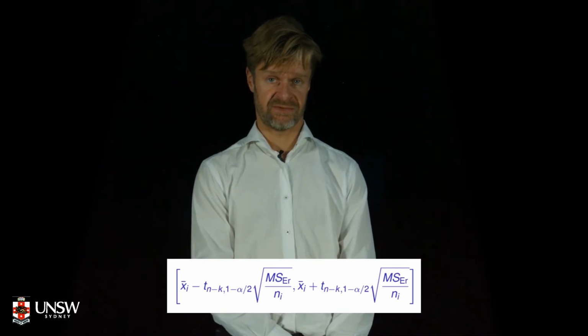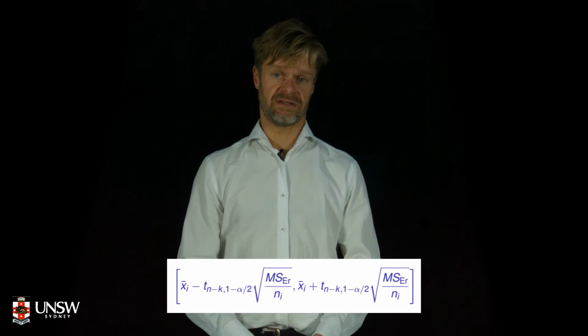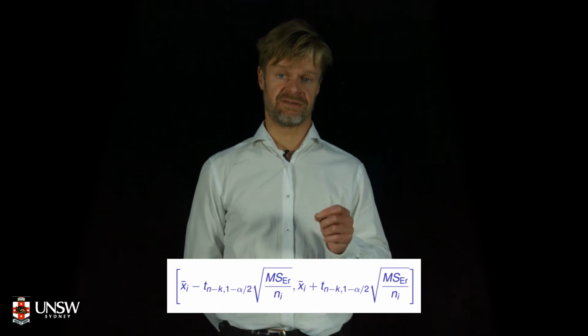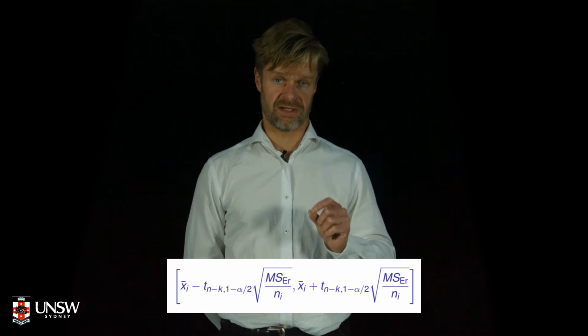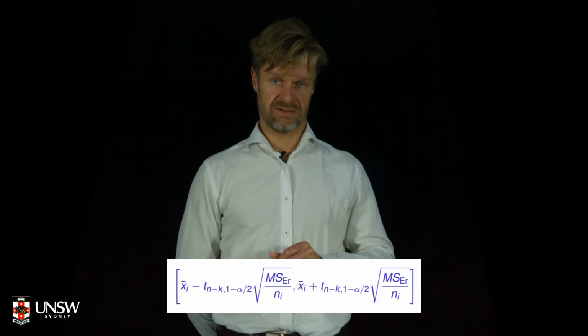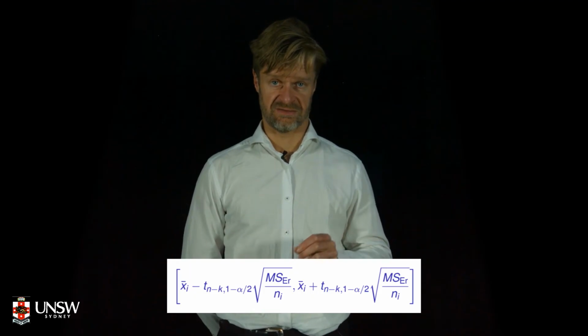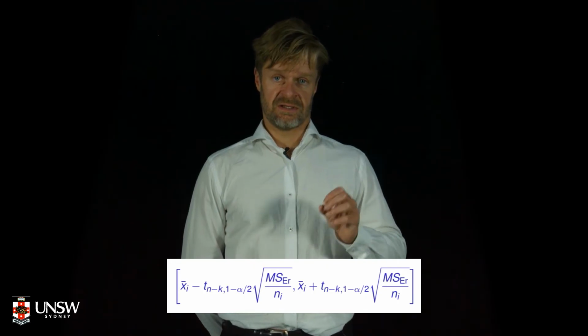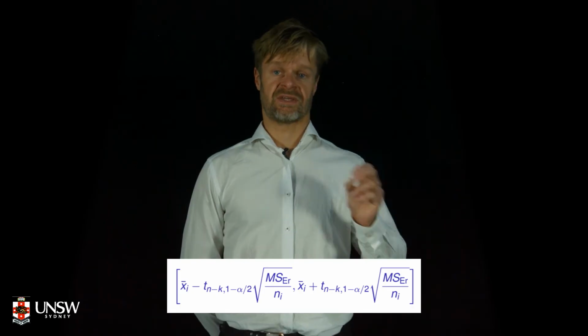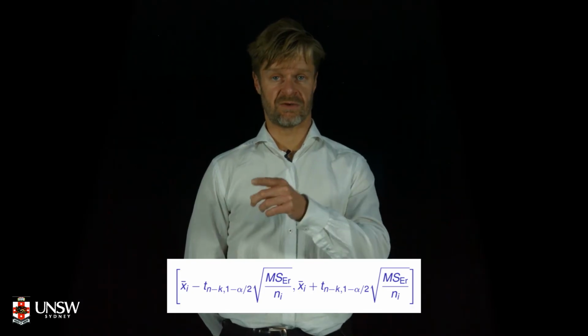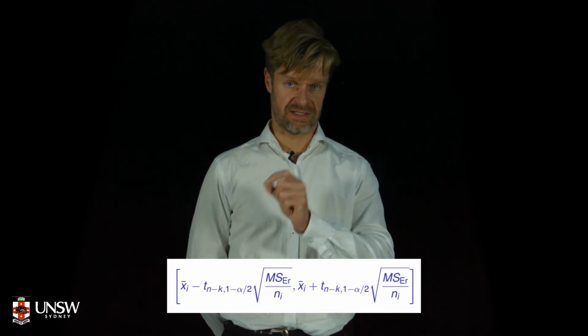The key difference is that instead of using the sample standard deviation in a group, S_i, use the square root of mean squared error as your estimate of the standard deviation. And that estimate comes with n minus k degrees of freedom. So instead of having n_i minus 1 degrees of freedom here, you'd have n minus k.